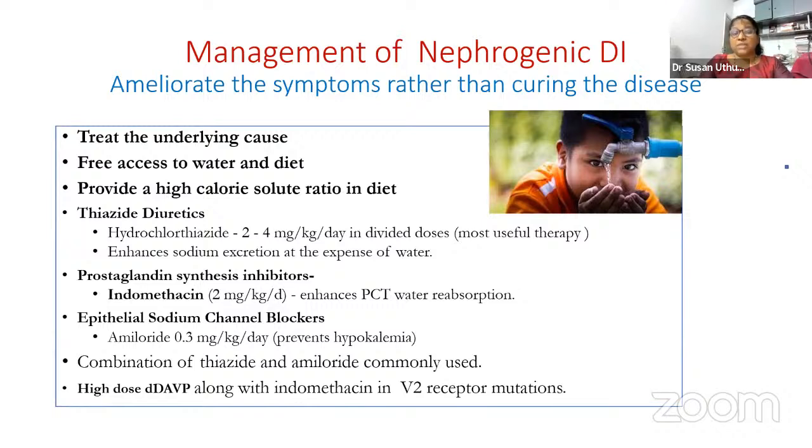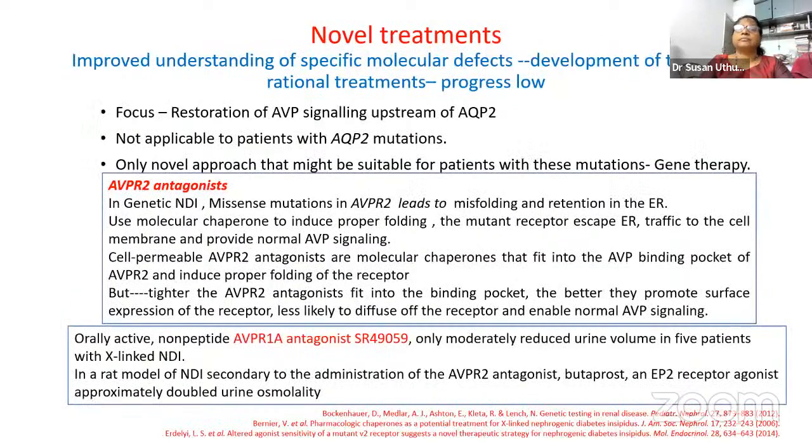And the epithelial sodium channel blocker amiloride in combination with thiazide diuretic was used, but amiloride is off late not available for clinical use in our setup. And high dose DDAVP along with indomethacin is useful in V2 receptor mutations. So what is happening across the world, because this disease, nephrogenic DI, is difficult to treat. The improved understanding of specific molecular defects has led to targeted rational treatment, but the progress is actually slow.